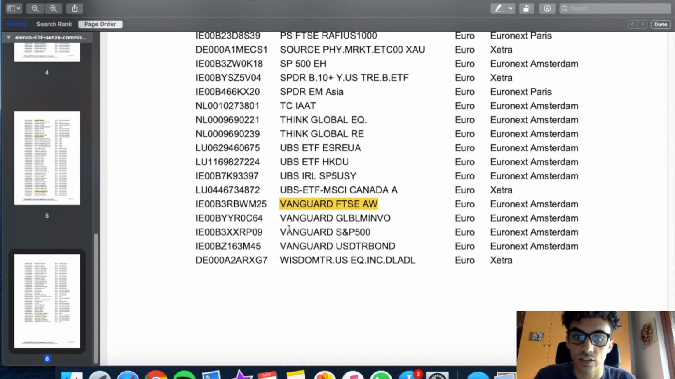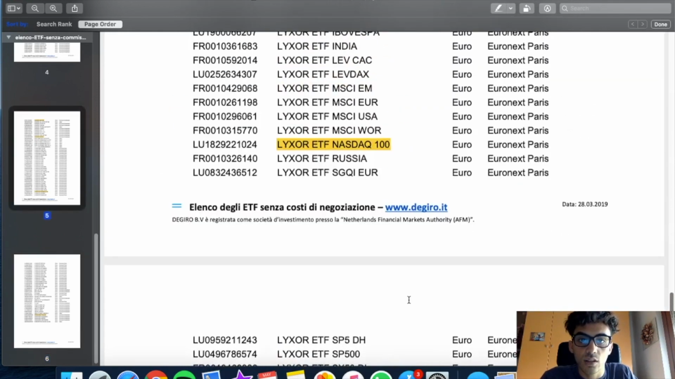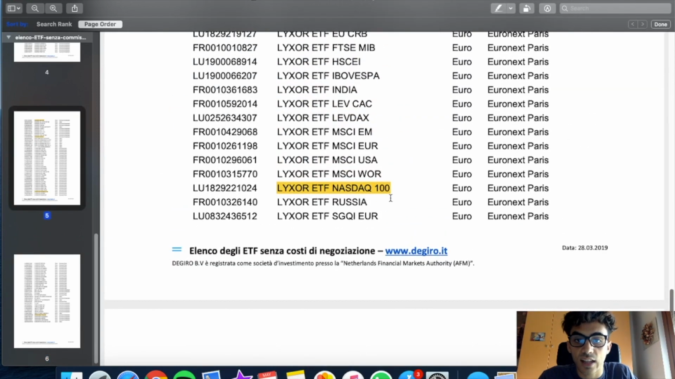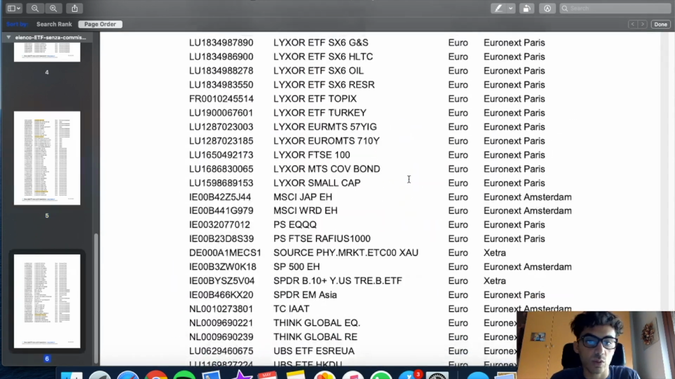They also have Vanguard S&P 500, USD Treasury bond if you are interested in the bond market. I'm not really into that. If you want to invest in the Nasdaq 100, which is like all the tech companies of the US, you could also go for this one, Nasdaq 100 ETF. Lyxor again is a bank or asset management company, I'm not sure. And that's it. So go here and check out which ones are free.